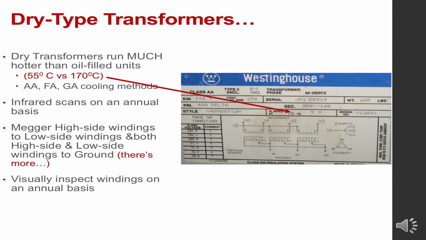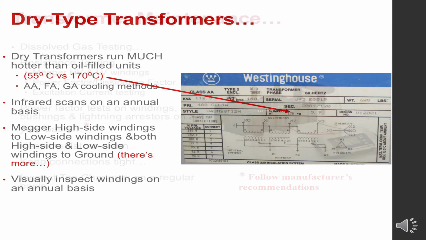And they also recommend that you visually inspect the windings when the transformer has been de-energized. Say, for example, if you have a plant shutdown, they want us to visually inspect those windings on an annual basis. And you're looking primarily there for arcing and especially dust and dirt accumulations. Let's go to the next slide.